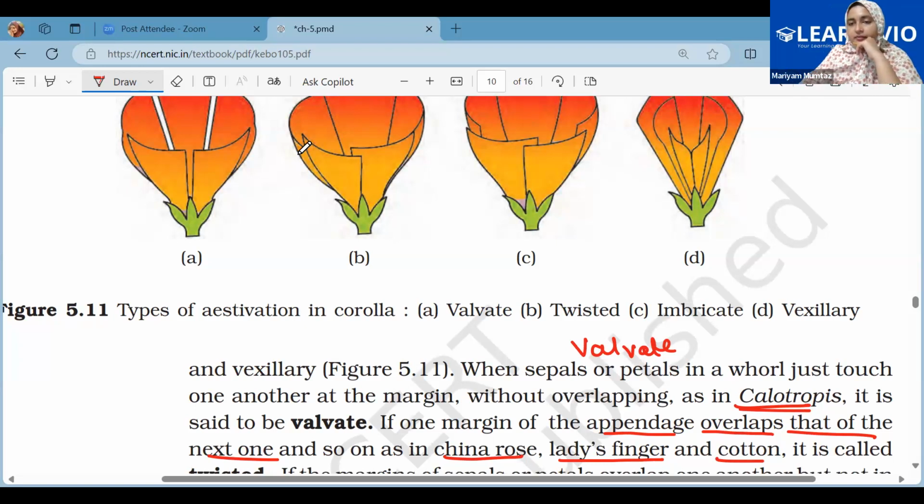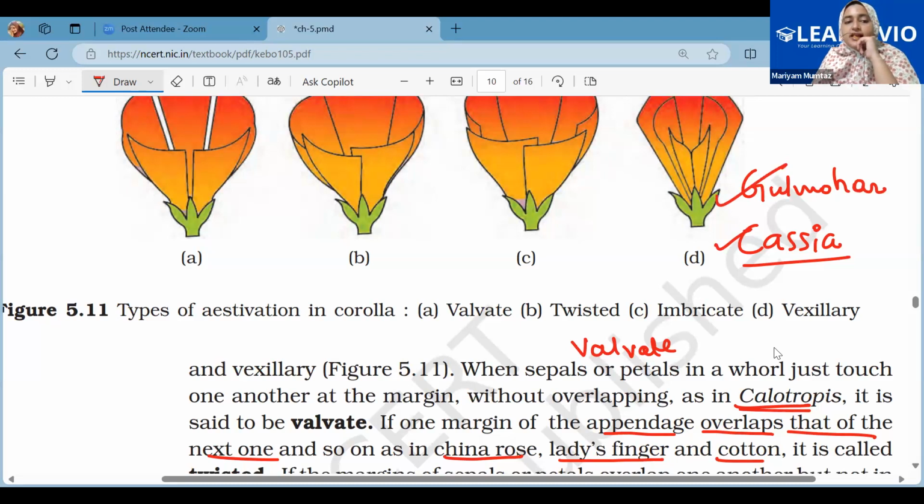Okay. For the example, you write down cassia, starting with a capital C, C-A-S-S-I-A, and you underline it because it is again a scientific name. And the second example is gul mohar. So cassia and gul mohar are the two examples of what? Imbricate estivation. Clear? Any doubts?